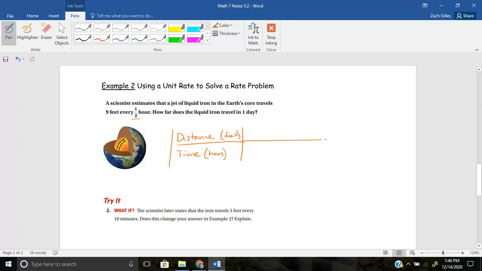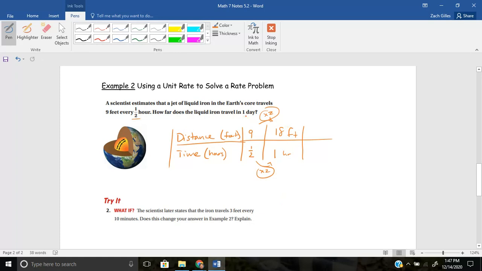Okay, here's my ratio table. I know that for every 1/2 of an hour, the iron travels 9 feet. It wants to know how far does it go in one day. Well, what I think would be helpful first is finding out how many feet can it go in not a half hour, but 1 hour? Let's find that out. So to go from half to 1, well, I just doubled it, multiplied by 2. So I need to multiply by 2 on top to keep my ratio proportionate. 9 times 2 gives me 18. So that means the liquid iron travels 18 feet per hour.